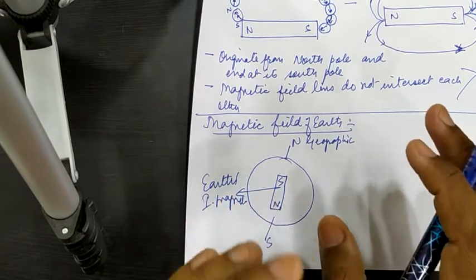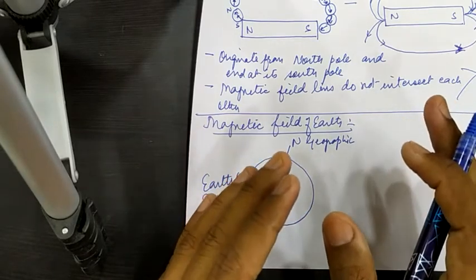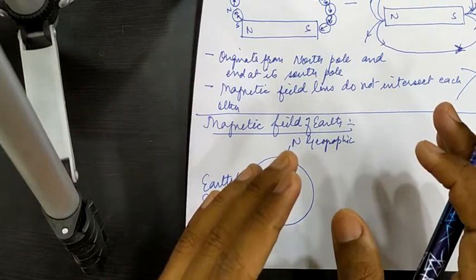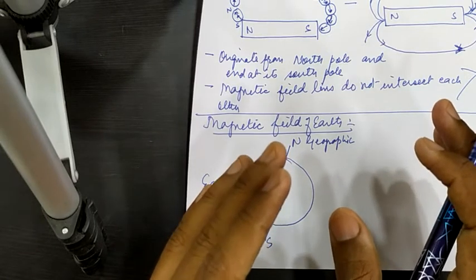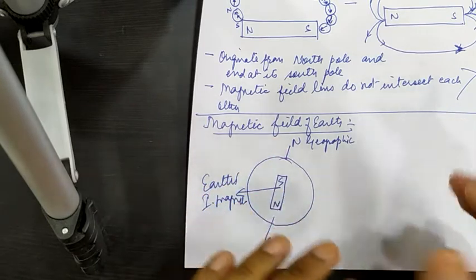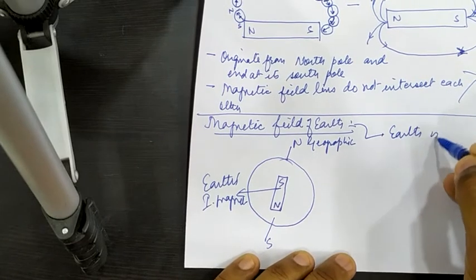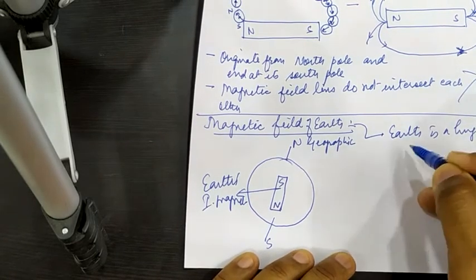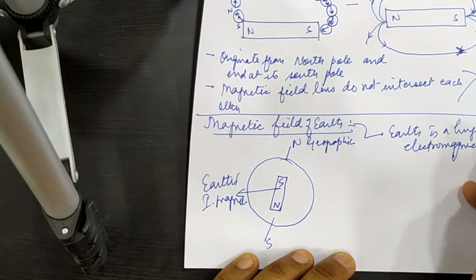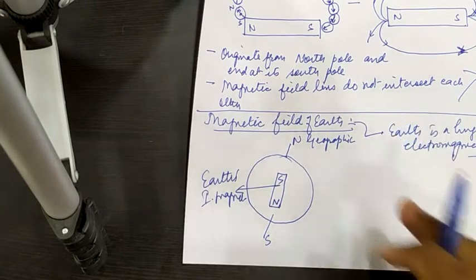Got it? Very important here is that Earth's magnetism is just due to the magnetic effect of current, which is because of the current flowing in the liquid core at the center of the Earth. That is the main thing, and that's why Earth is a huge electromagnet. It behaves like a huge electromagnet. Then what are electromagnets? We come to the next topic.